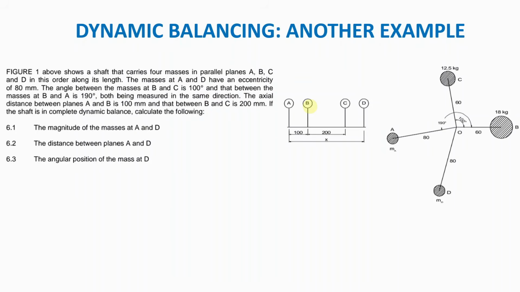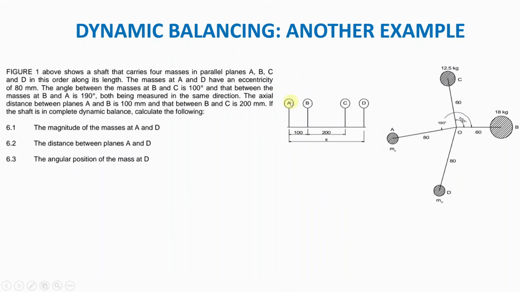So the question says, figure 1 above, okay? The figure was above the question. I just had to cut it and arrange it this way so that it will fit nicely on the screen, okay? But this figure was above the question. So that's why it says figure 1 above shows a shaft that carries 4 masses in parallel planes. And the planes are plane A, plane B, plane C, and plane D, okay?